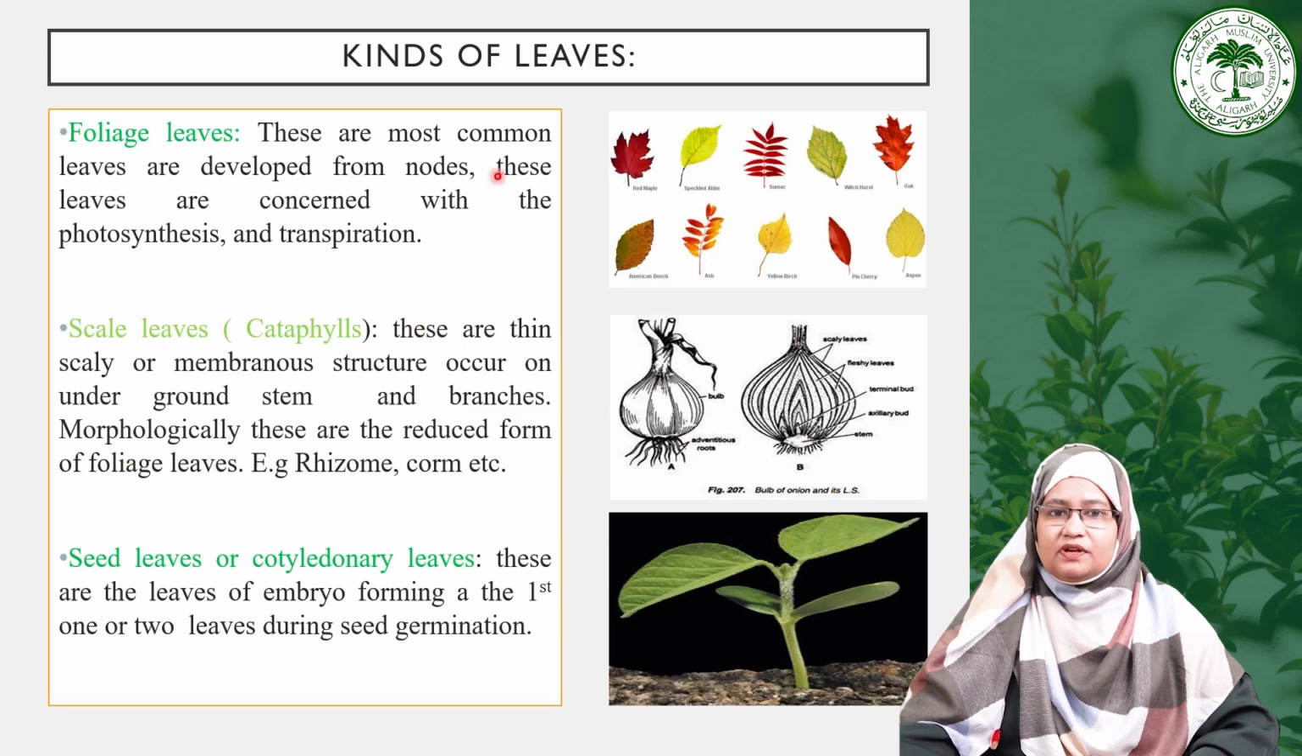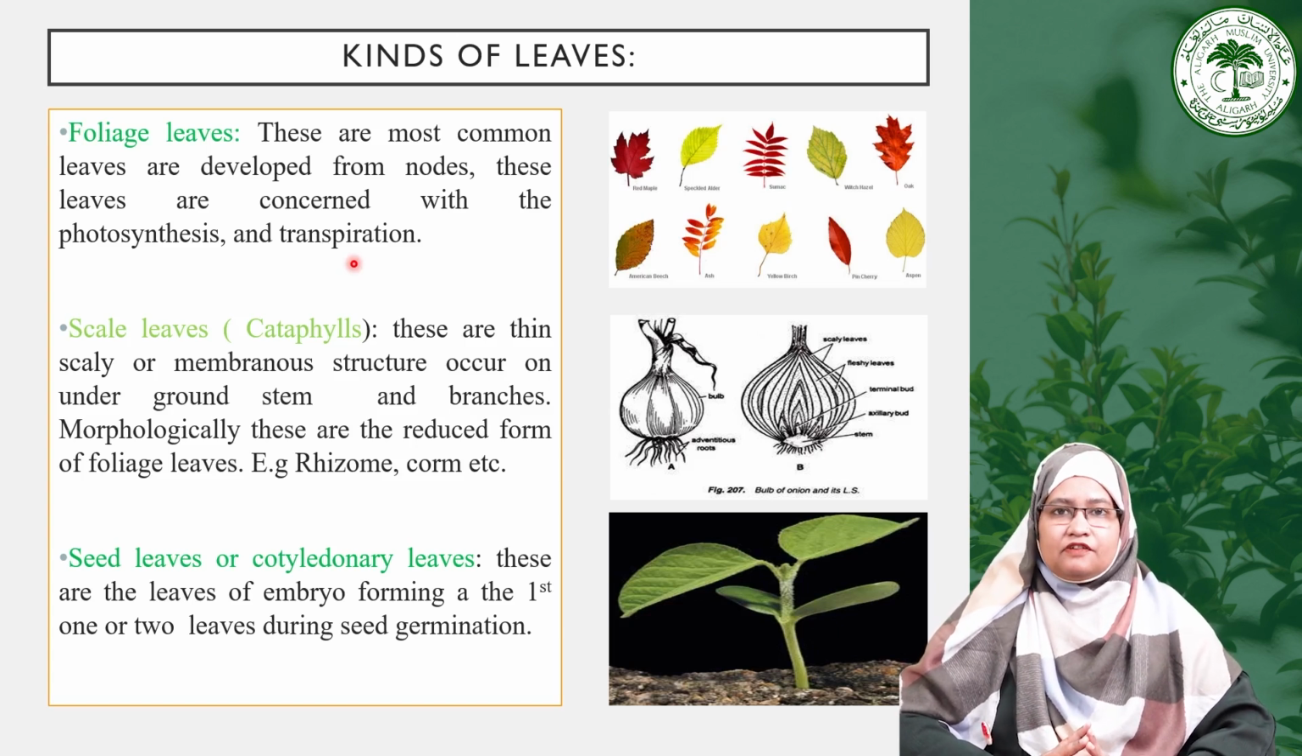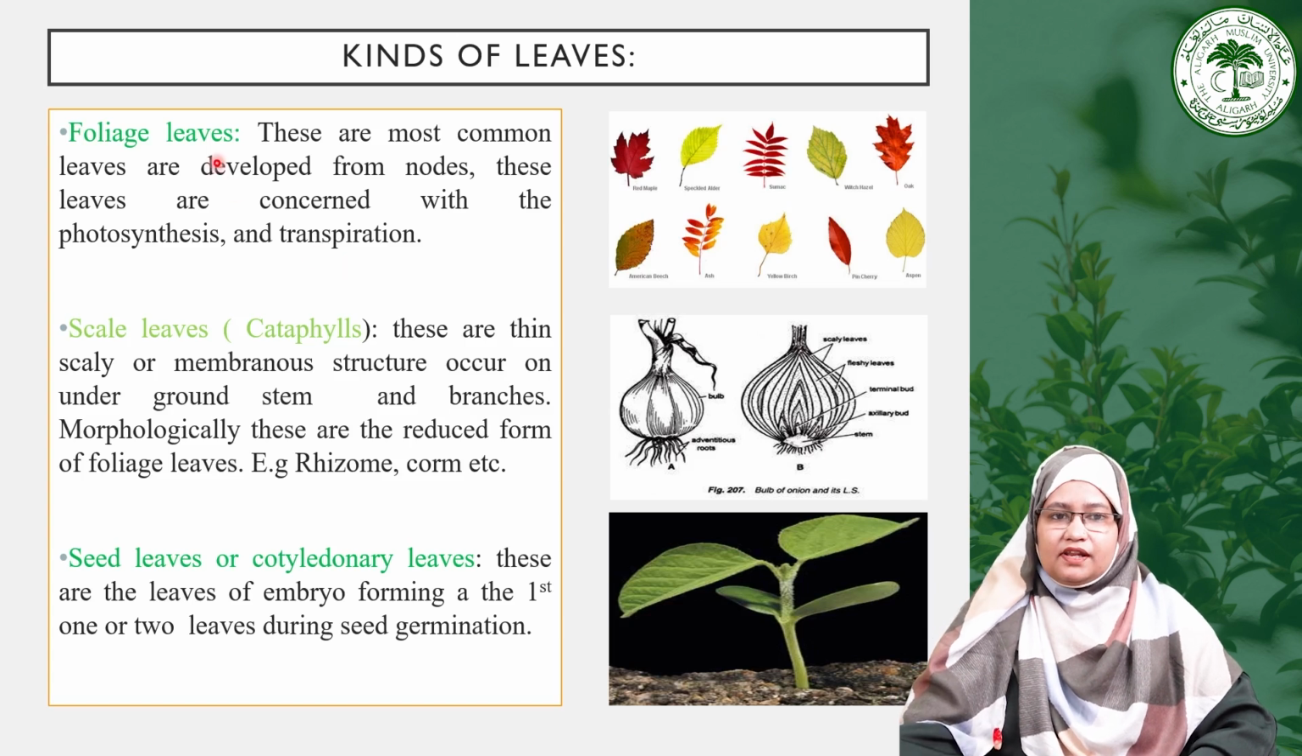These are the most common leaves that develop from the nodes, and these leaves are concerned with photosynthesis and transpiration. These are the main two functions of the leaf, performing photosynthesis and transpiration. So, this type of leaf is called a foliage leaf.